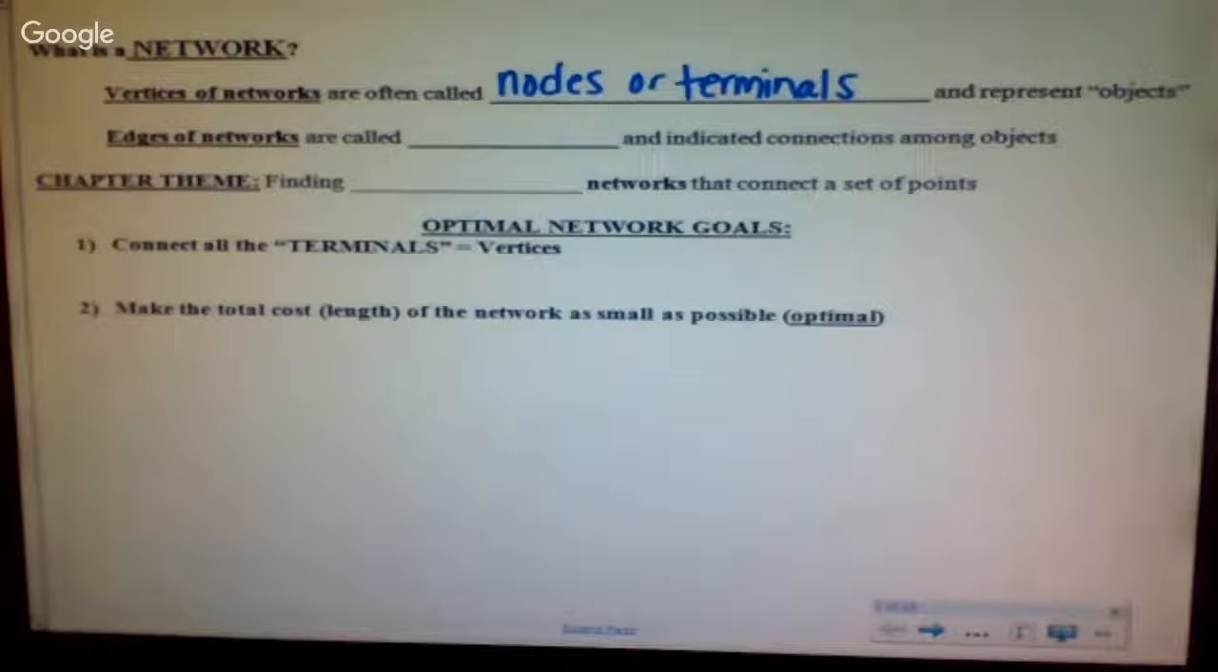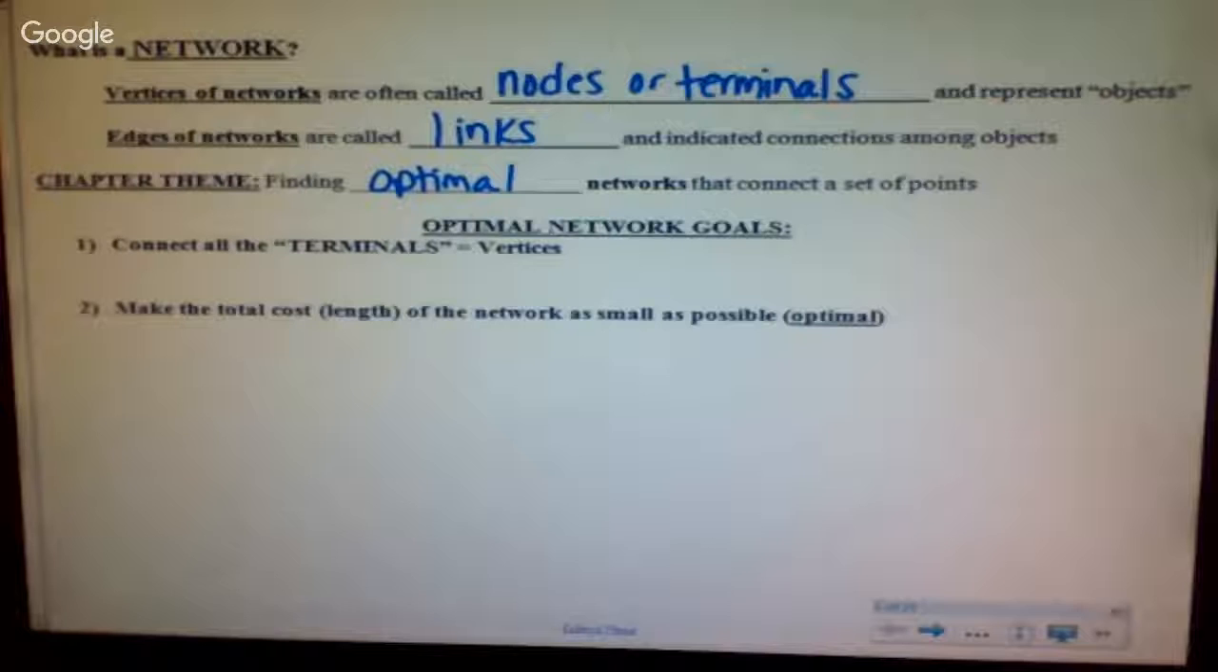Is it going to be just for the rest of the class, like nodes and terminals? I'll still refer to them as vertices, but you may see it as nodes or terminals. Your edges are now going to be called links. And this chapter's theme goes right along with chapter 6. We're still trying to find optimal networks. So we're still trying to find the shortest way, the cheapest way.